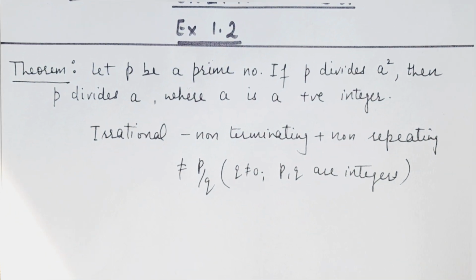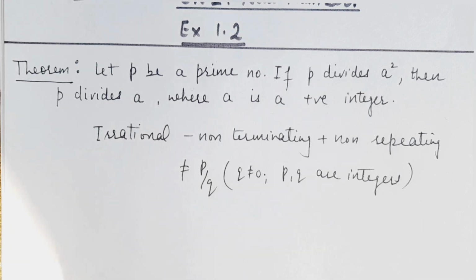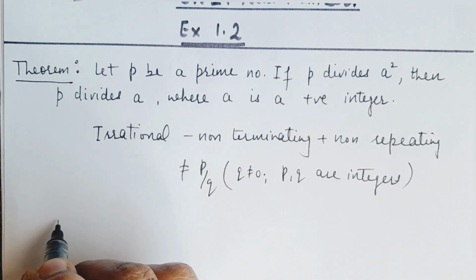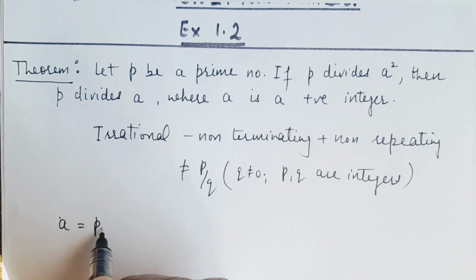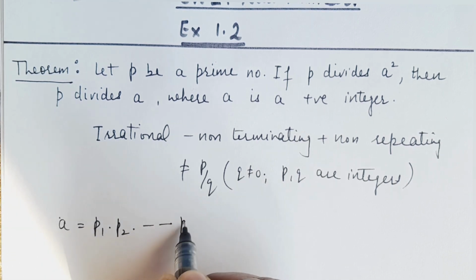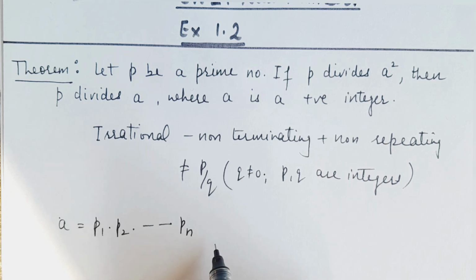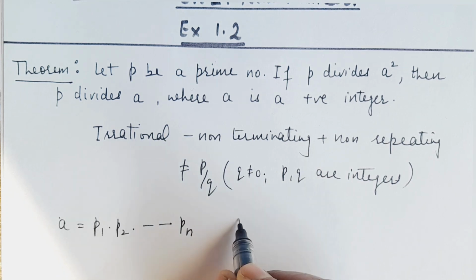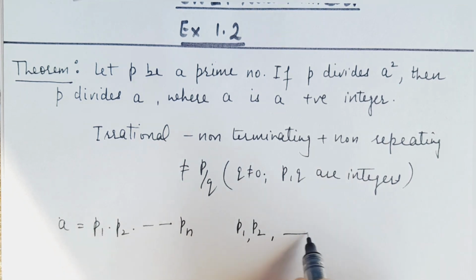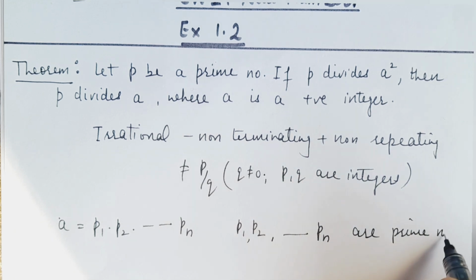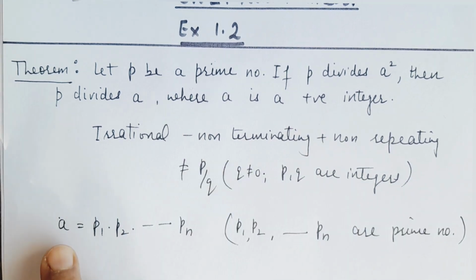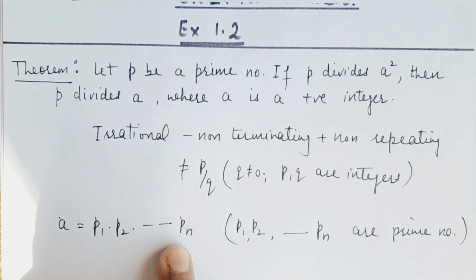In the fundamental theorem, we can write any number as the product of primes. Let us write this a as the product of the primes p1, p2 up to pn. Suppose these are n prime numbers, p1, p2, p3 up to pn. These all are prime numbers. So suppose a can be written as the product of the primes.